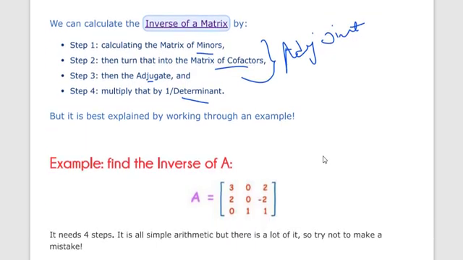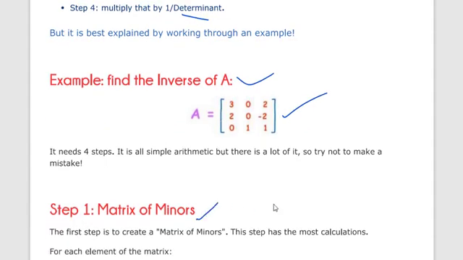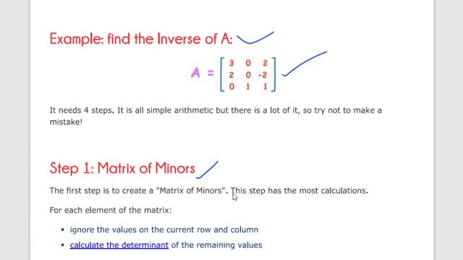Okay, so let's start with an example so you get a better idea of how to find the minor, cofactor and adjoint. So here is the example. A is 3 0 2, 2 0 minus 2, 0 1 1. Okay, so first, the matrix of minors. Let's start with the matrix of minors.